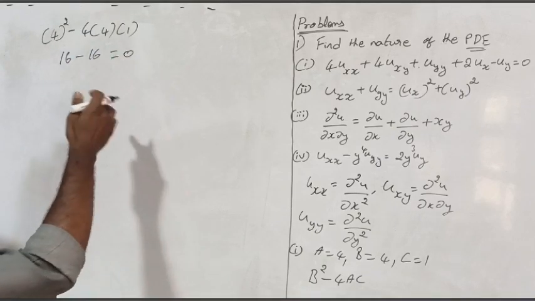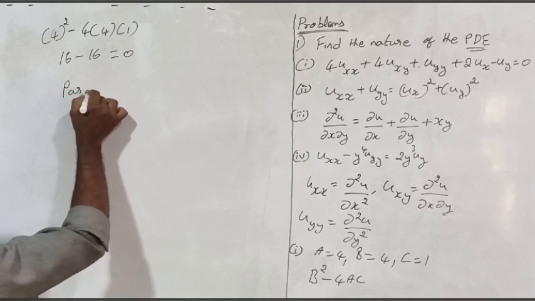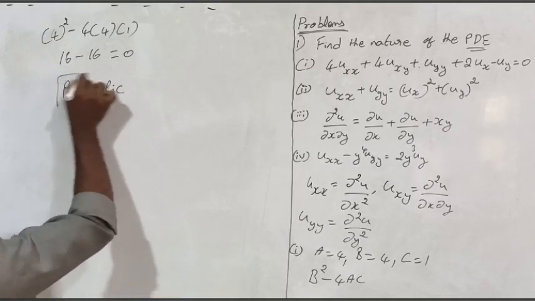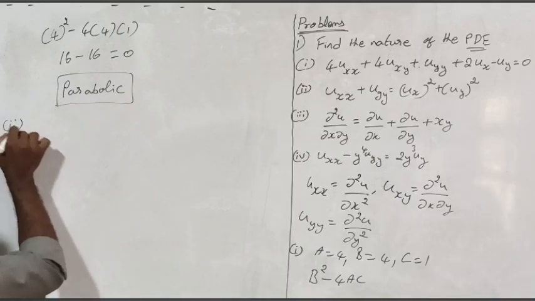If it is equal to 0, then we have to say it is a parabolic equation. So the first problem belongs to parabolic equation. Now come to the second problem.